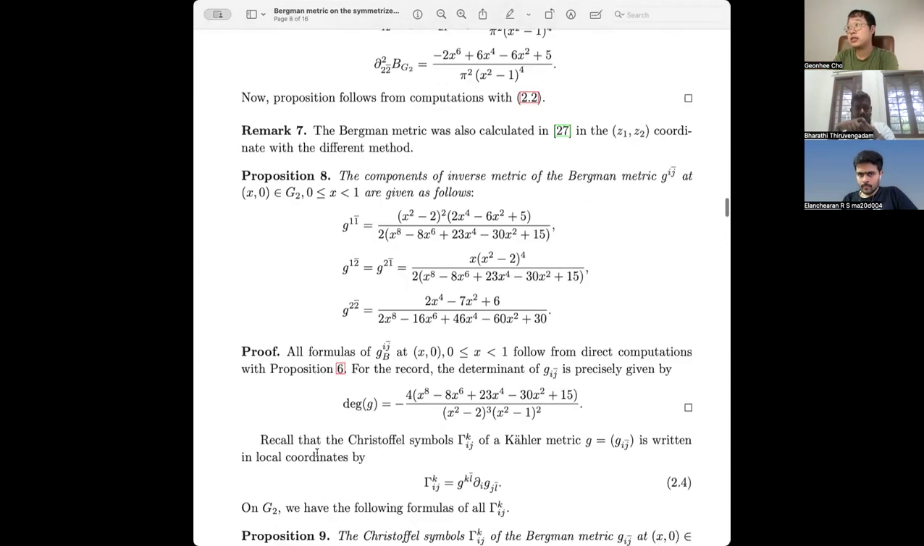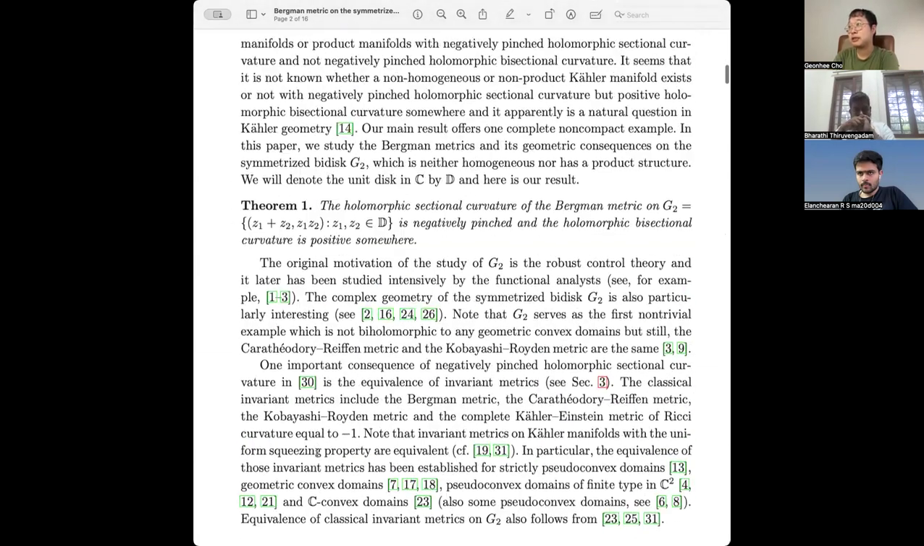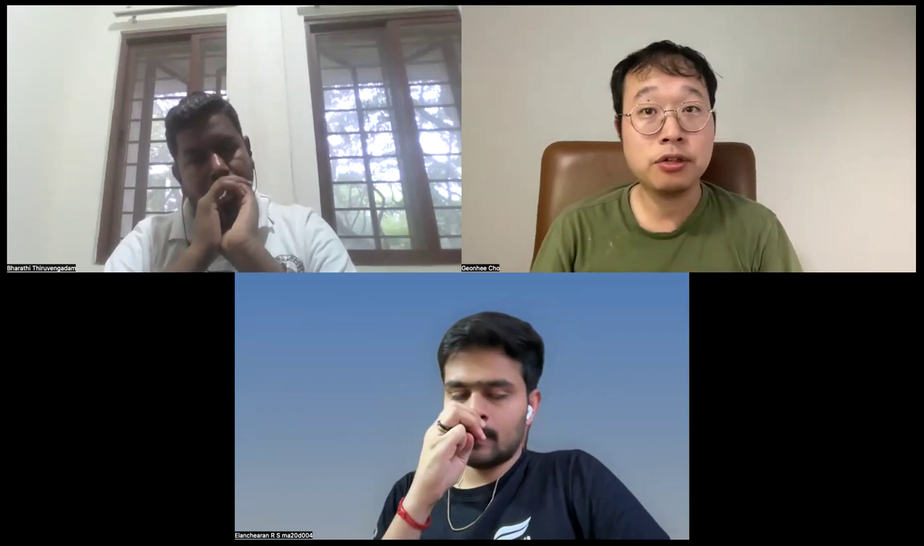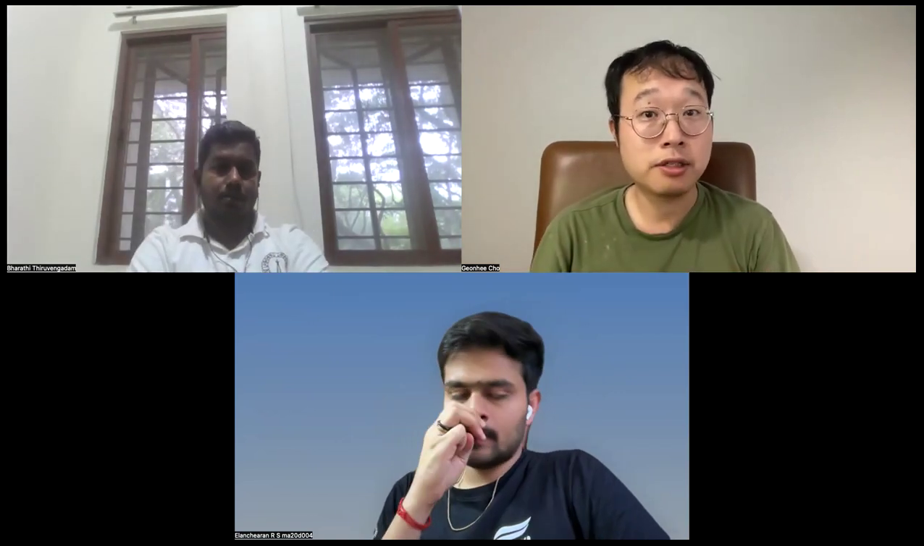And this paper, from this calculation, concludes that the holomorphic sectional curvature has a negative pinch and the holomorphic bisectional curvature is positive. And one can also proceed with a similar calculation for the other types of domains. So there are just two things I want to explain and share. For complex dimension 2, if the explicit Bergman kernel is known, I think a similar calculation can be made very similarly, in my opinion.